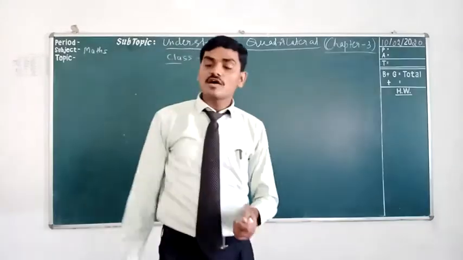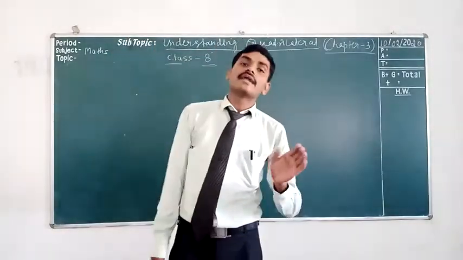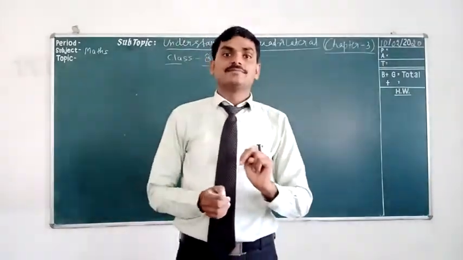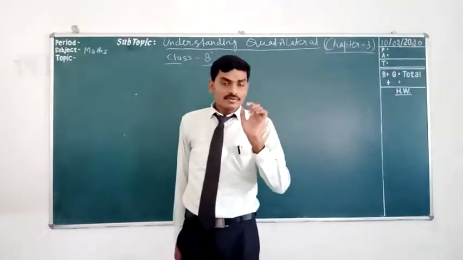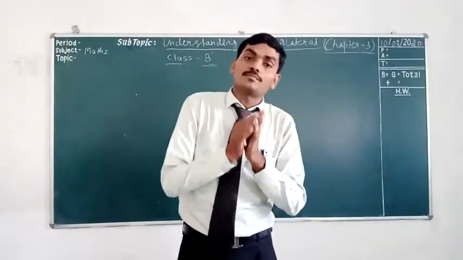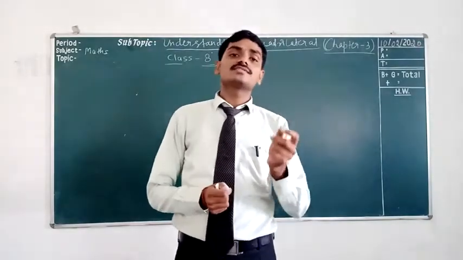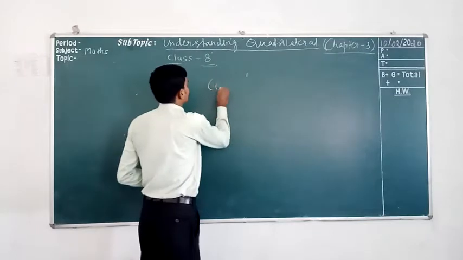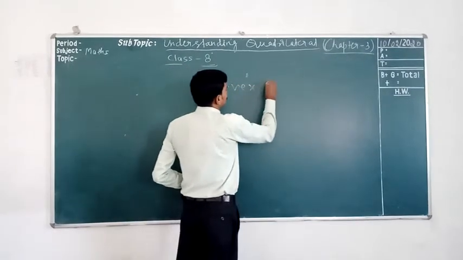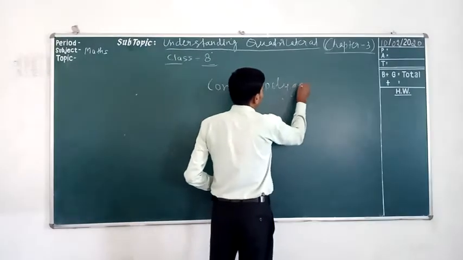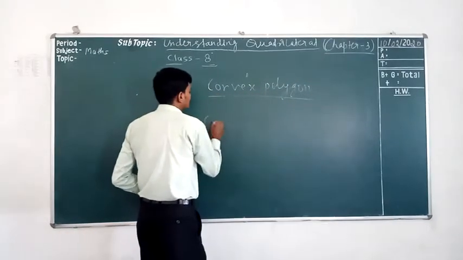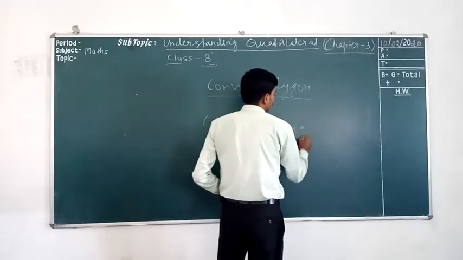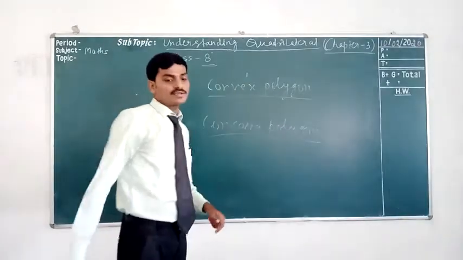Now, on the basis of the position of diagonals, we can categorize any polygon into two types. The first one is the convex polygon, and the second one is the concave polygon. So what is a convex polygon?